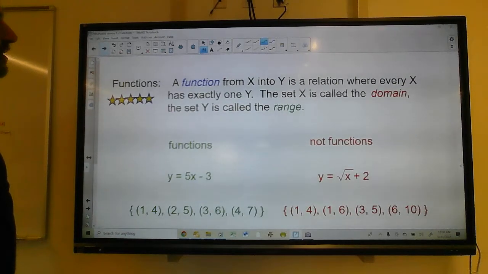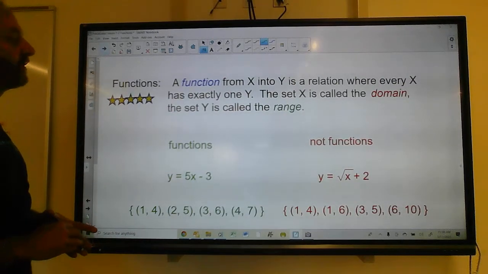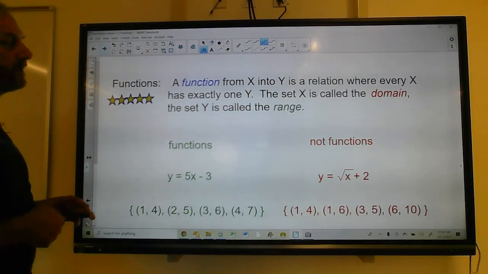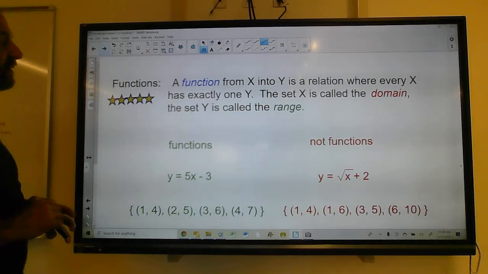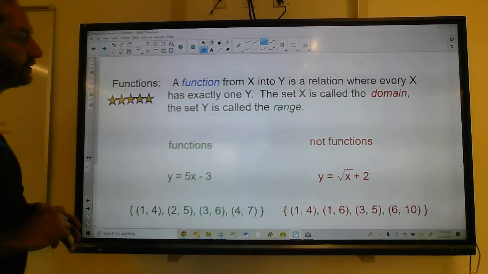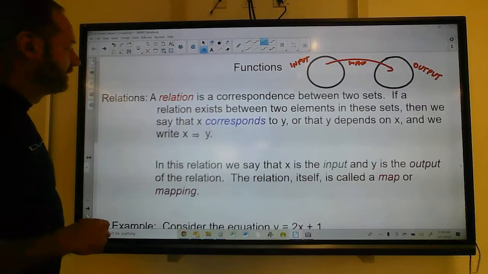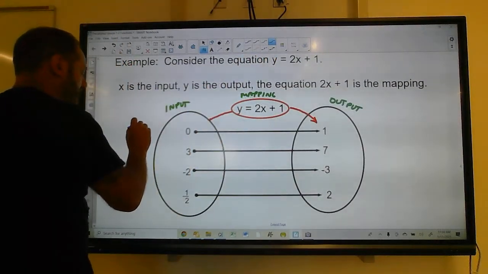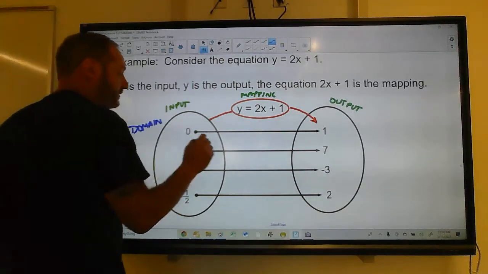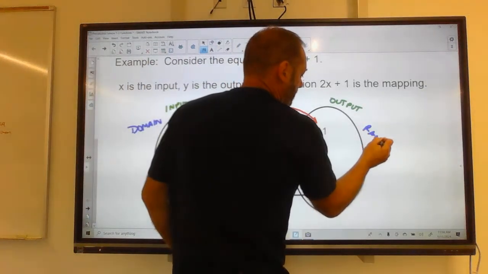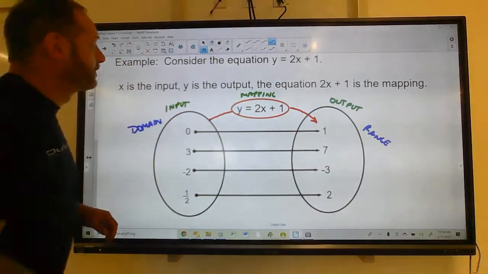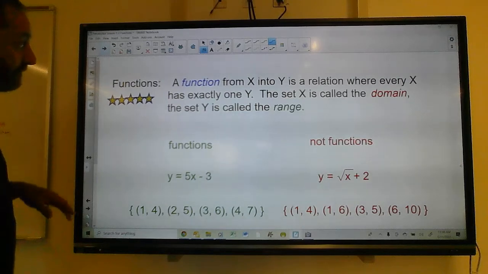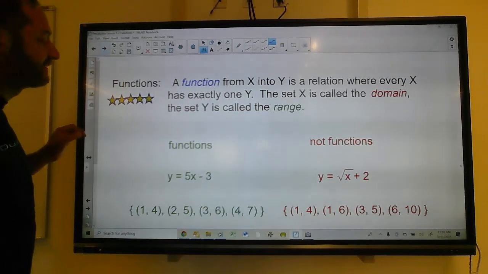So a function from x into y is a relation where every x has exactly one y. The set x is called the domain, and the set y is called the range. Okay, so if we look back here, this would be my domain. This would be my range over here. Okay, so remember, a function is a relation where every x has exactly one y.